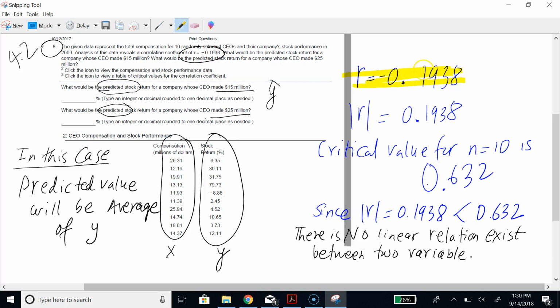The value of r that is given is negative 0.1938. To check the linear relationship between the variables, you have to find the absolute value of r, which is positive 0.1938. And you have to find the critical value from the table for n equals 10. To find the critical value in MyLab Plus, just click the icon next to the problem to see the table. Notice that there is a data set of 10 values, 1, 2, 3, and the last one is the 10th. For n equals 10, from the table, the critical value is going to be 0.632.